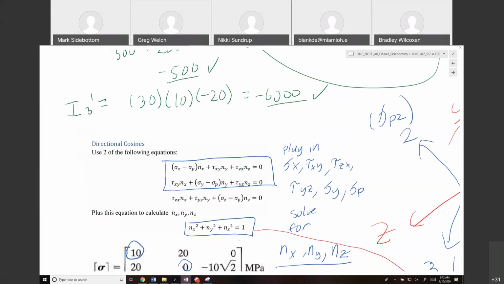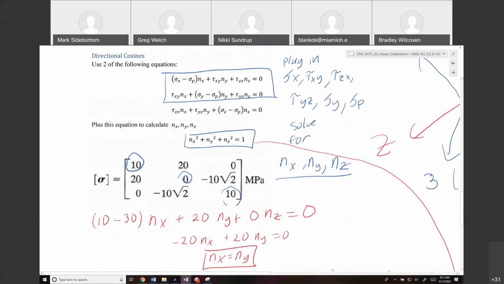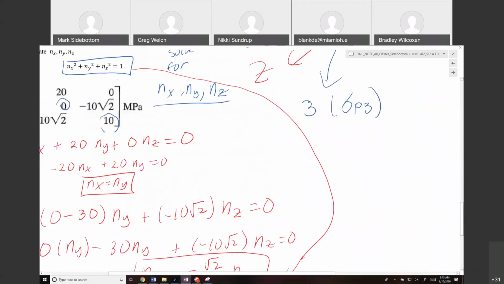Professor Sidebottom, if we were to do the guess and check with MATLAB, would that work? Would this be one of those situations where the eig function works since we're looking for the principal directions? Yeah, so you could use the eig function, Bradley, to determine the eigenvectors, and one of the eigenvectors should have these three values in it.